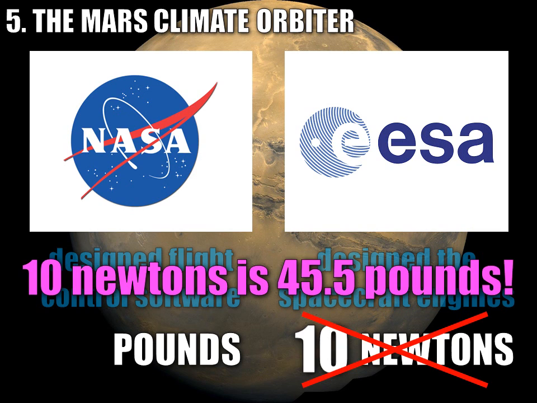And the problem is that 10 newtons is 45.5 pounds. So 10 newtons is not equal to 10 pounds. In fact, 10 newtons is way more than 10 pounds. And this is why the engines fired too strongly. They fired about 4.5 times more strongly than they should have, which caused the spacecraft to slow down and then crash into the planet and burn up in the atmosphere.